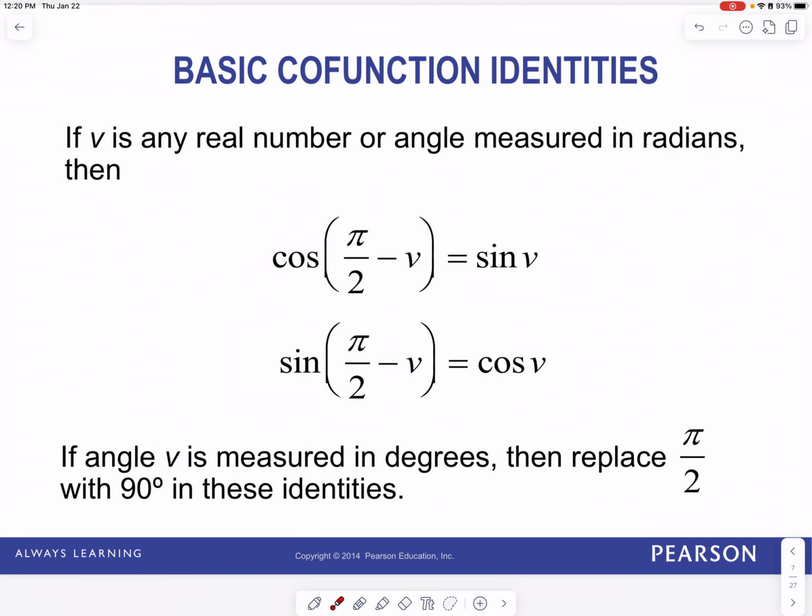So basic cofunction identities. If v is any real number or angle measured in radians, then the cosine of pi over 2 minus v is equal to the sine of v. And the sine of pi over 2 minus v equals the cosine of v. If any angle v is measured in degrees, then replace pi over 2 with 90 degrees in these identities. So those are the cofunction identities. The cofunction for sine is cosine and vice versa because of this property.